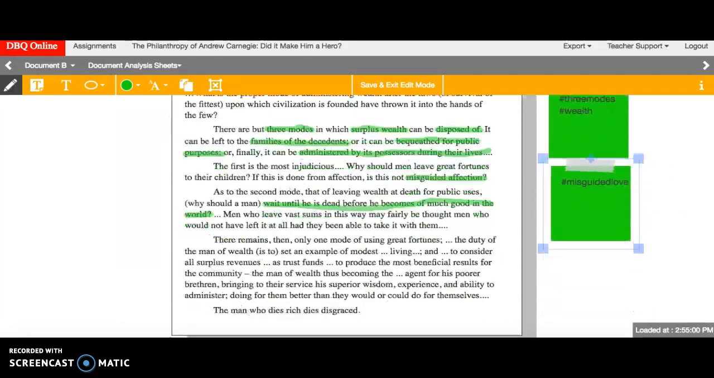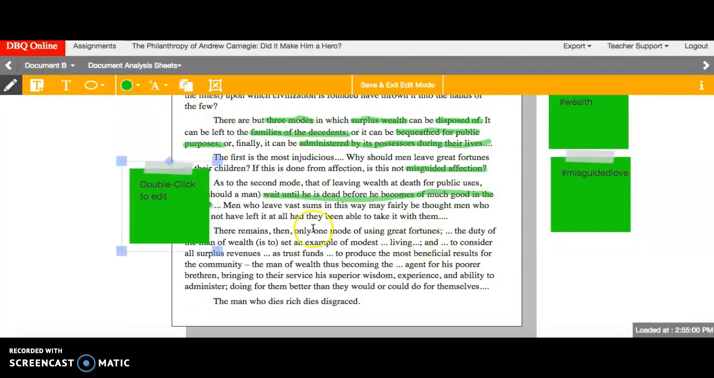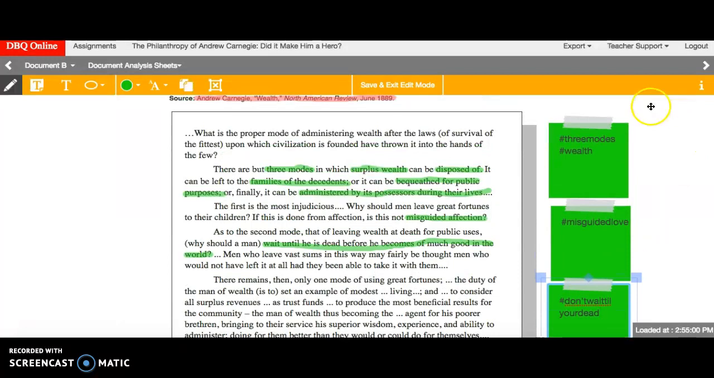And then we move down to the third paragraph here. So as to the second mode, that of leaving wealth at death for public uses, why should a man wait until he's dead? So for that one, I might say, we'll move him here, don't wait until you're dead. Give that money away now while you still can, and you have control over it. So we got some hashtags. We've marked the text. We've made some meaning of it.